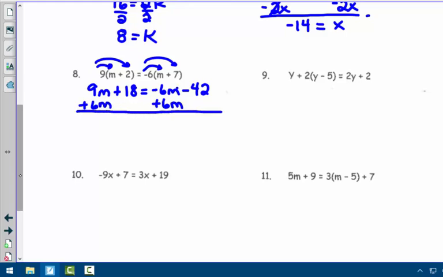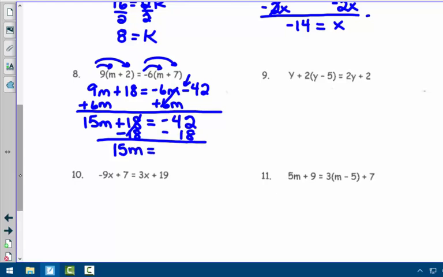And you're probably remembering all of these skills that we're practicing here. 15m plus 18 must equal negative, watch that sign there, negative 42. I'm going to subtract 18 on both sides. And yes, I always like to show my cancel steps. And I get 15m equals negative 42 and negative 18. Same signs, add and keep. So I'm going to get 60 and keep that sign, negative. So divide by 15. I get m equals negative 4.